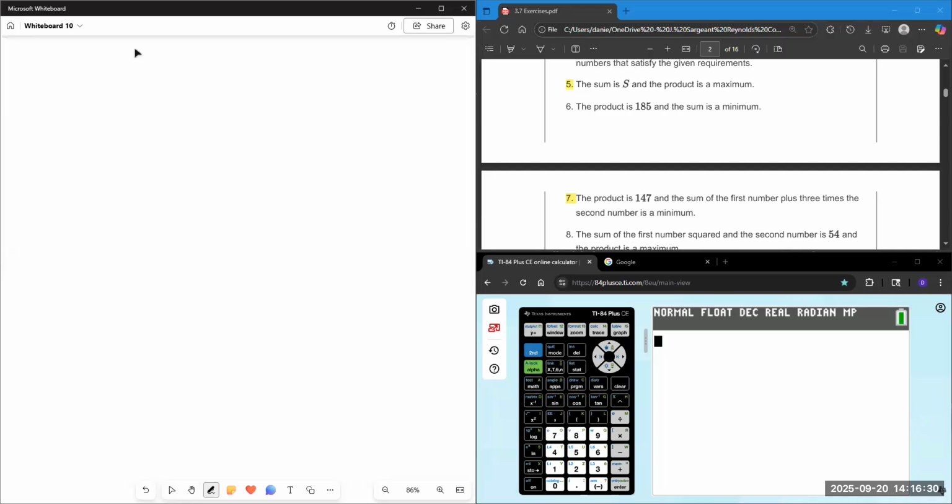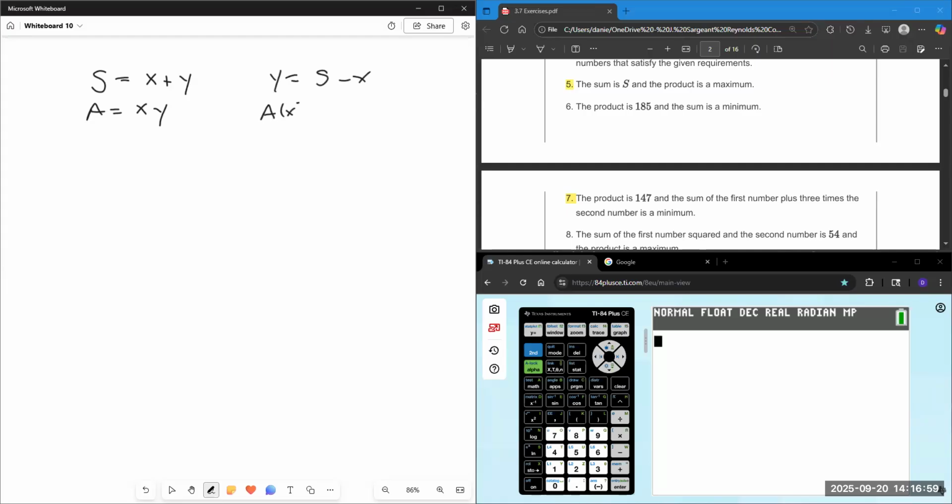They do not give us a number here for our constraint equation, but just treat capital S like it is a constant in this one, even though we don't know what it is. So we have capital S is equal to x plus y. And we have our objective function as area, which will be x times y. Solve for x or y. I'm going to solve for y. It will be capital S minus x.